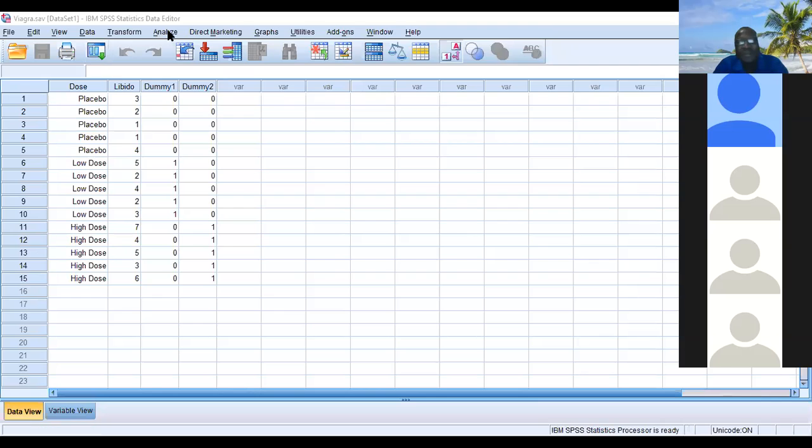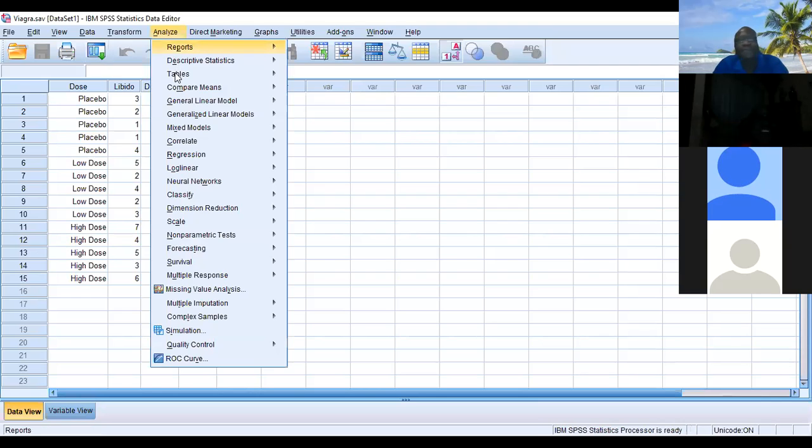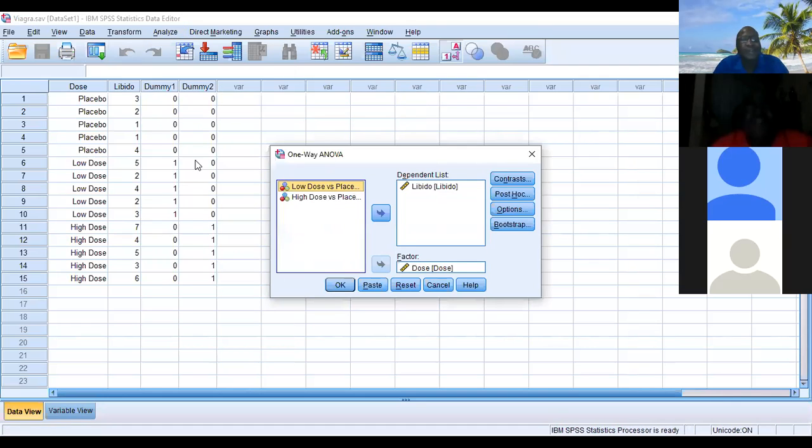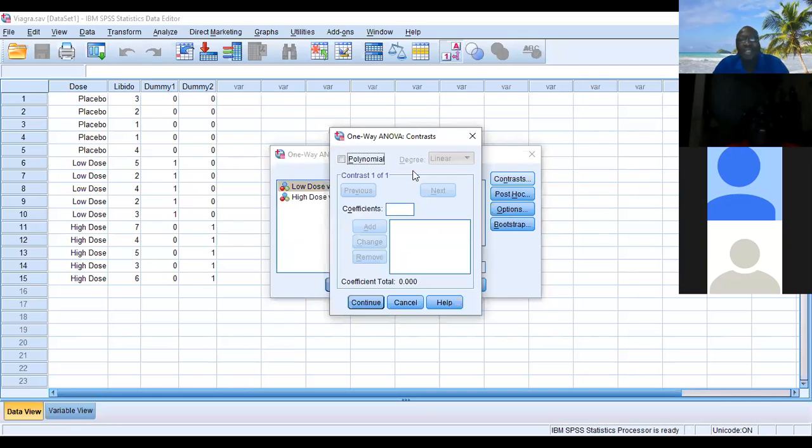Okay, analyze. Yes, that's good. Now analyze, compare means, then go to one-way ANOVA. It's already there. Go to contrast. So I'll go straight to contrast. Then I'll click polynomial. Yes, okay, leave it as linear.